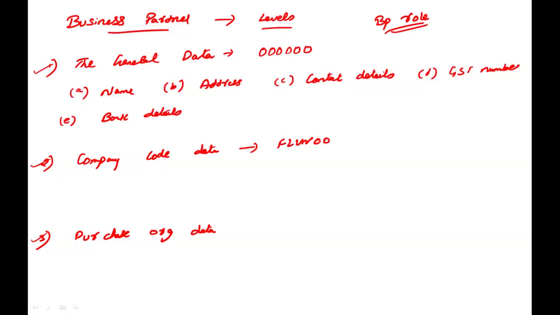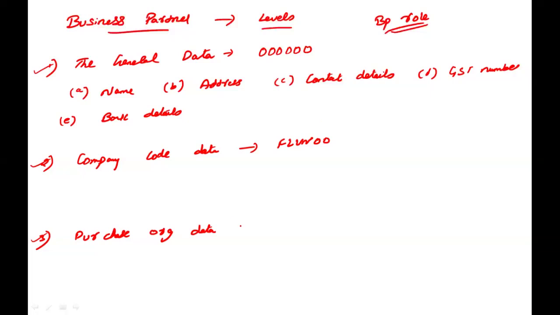Then coming to the company code data, you will be able to see FLVN00. These are very, very important. You should remember. The system is going to differentiate and tell you that you are in company code data by this BP role, FLVN00. Whenever you see FLVN00, then you are in the company code data.